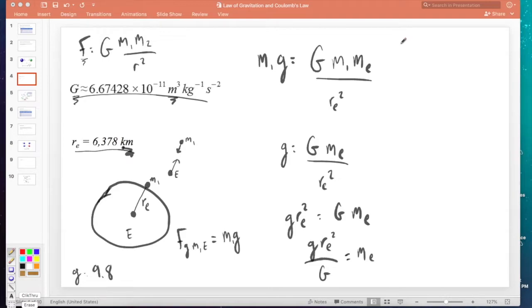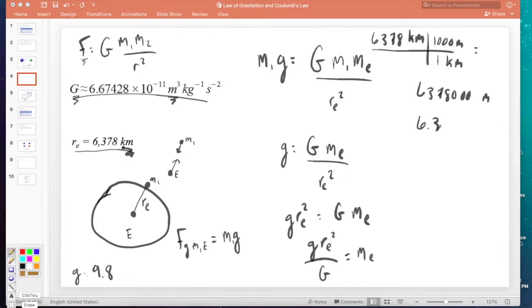I'm going to do that real quick over here, just to remind you guys. 6,378 kilometers. In 1 kilometer, the meaning of that prefix kilo is 1,000. There are 1,000 meters. So that's going to equal 6,378,000 meters. I'm going to put that in scientific notation. 6.378 times 10 to the 6th meters. Square that number, multiply it by little g, divide it by the big G, I'm going to be able to calculate the mass of the Earth, which I think is pretty rad that I can do that.